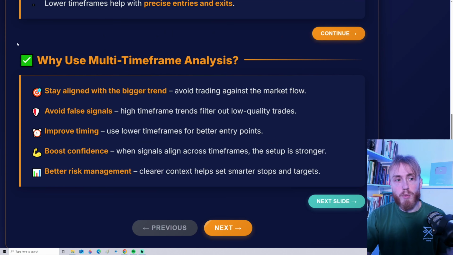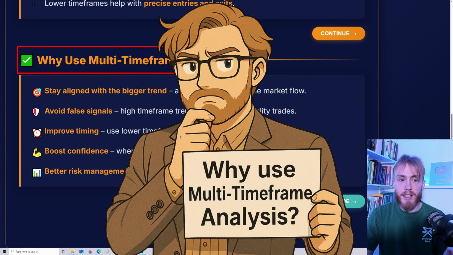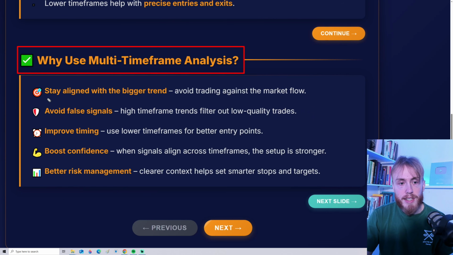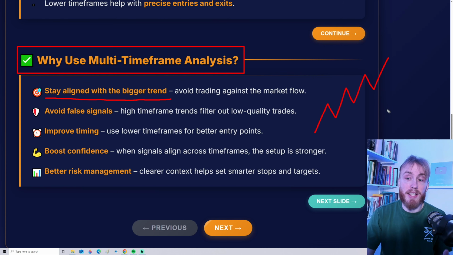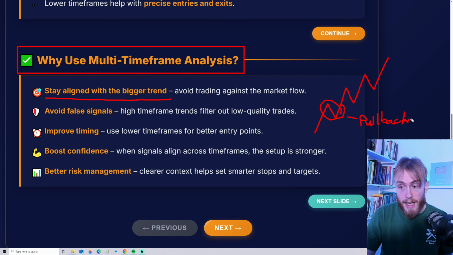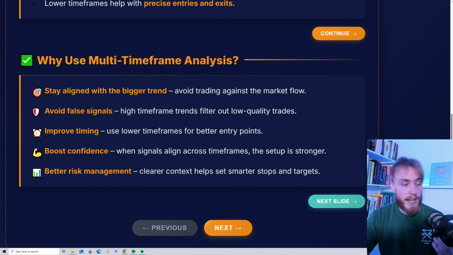But alright, so now then, why should you use multi-time frame analysis? Well, the first reason here is to stay aligned with the bigger trend. So for most trading strategies, it's often a good idea to trade in the same direction as the trend. You know, a very common trading strategy that we will look at later on in this video is trading pullbacks. But there are tons of other trend trading strategies. So many times using multi-time frame analysis is a good way to align with the trend. But there are other reasons as well.